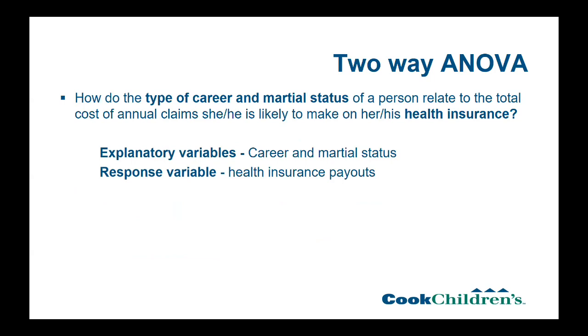So an example of a two-way ANOVA, supposing you have the question, how do the type of career and marital status of a person relate to the total cost of annual claim he or she is likely to make on his insurance? You can note there that there are two independent variables. So the independent variables we have in that case of two-way ANOVA are the type of career and the marital status, whereas the dependent variable is the health insurance payout.